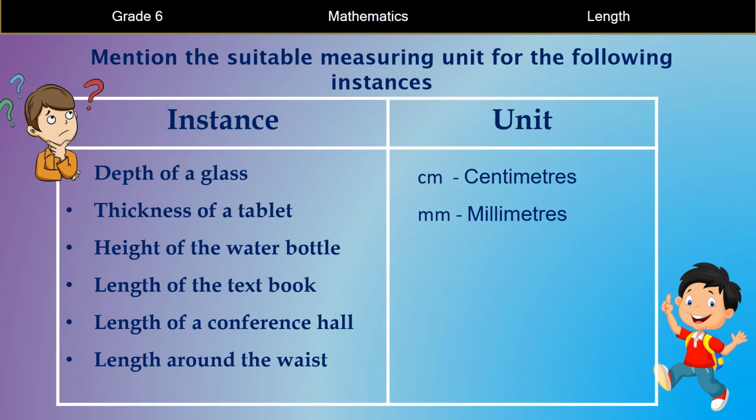Height of the water bottle. The most suitable unit to measure the height of a water bottle is centimeters. We know that the water bottle is comparatively taller, or it has more length than a tablet. Therefore, the most suitable unit to measure the height of the water bottle is centimeters.